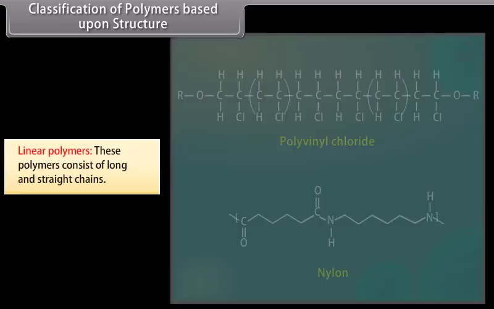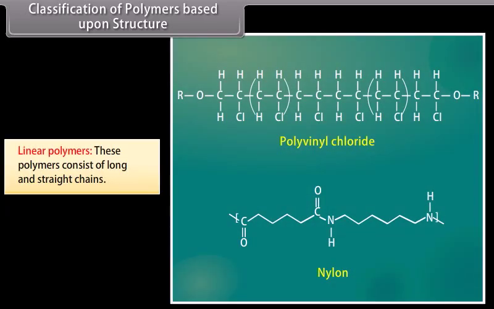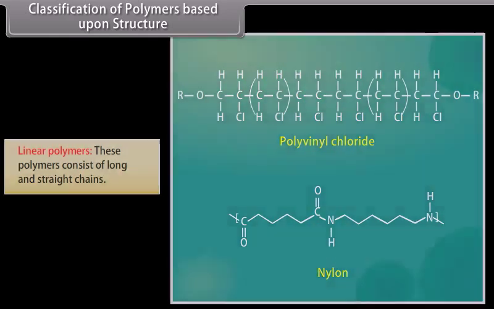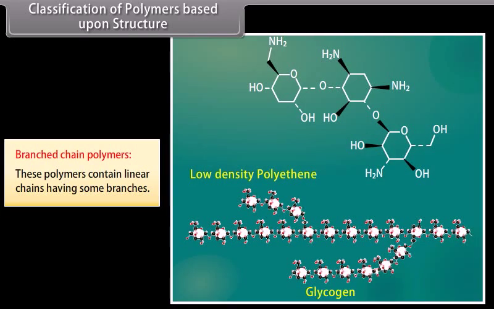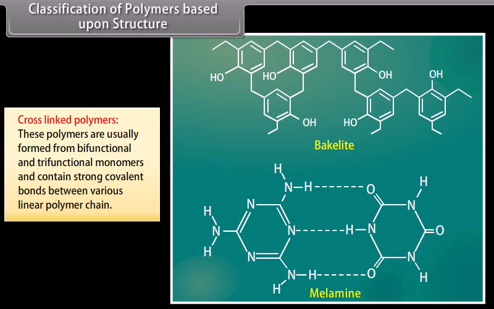Classification of polymers based upon structure. Under this type of classification, there are three subcategories. Linear polymers. These polymers consist of long and straight chains, for example, polyvinyl chloride and nylon. Branched chain polymers. These polymers contain linear chains having some branches. For example, low-density polyethylene and glycogen. Cross-linked polymers. These polymers are usually formed from bifunctional and trifunctional monomers and contain strong covalent bonds between various linear polymer chains. For example, bakelite and melamine.